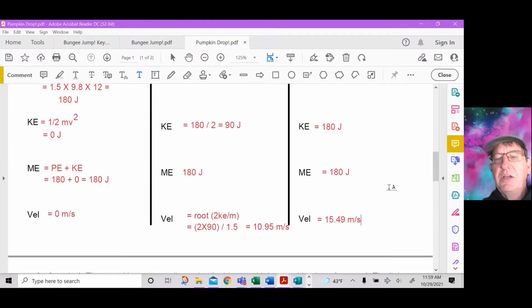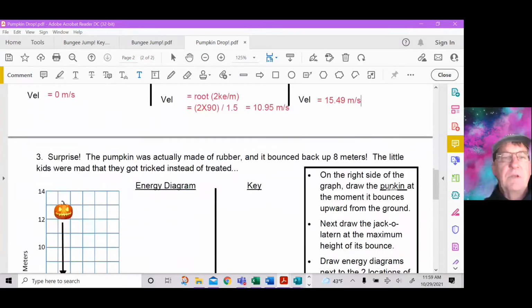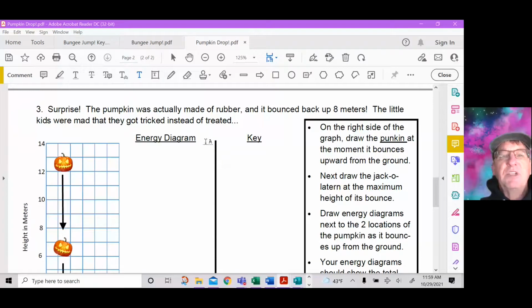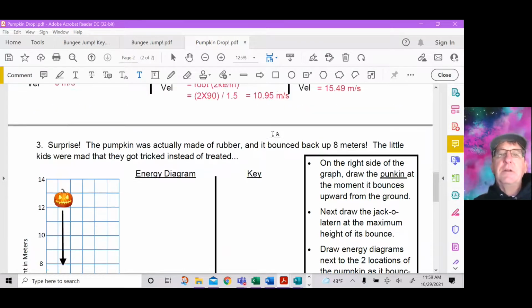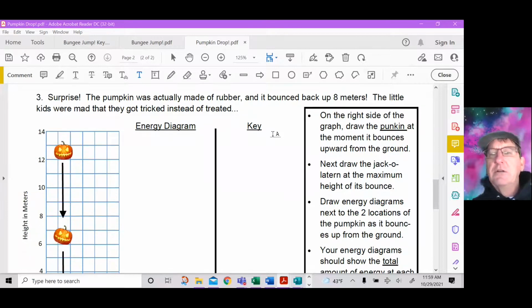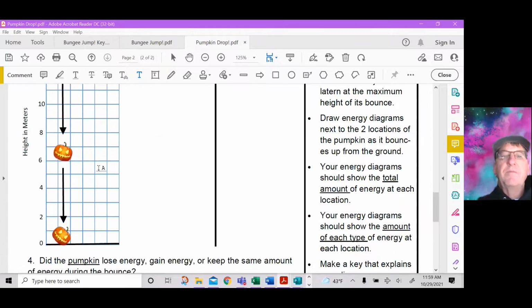I'm going to move on to page 2. Surprise! The pumpkin was actually made of rubber and it bounced back up 8 meters. The little kids were mad that they got tricked instead of treated. Jacinda and Kyle, tricksters. At any rate, on the right side of the graph, here's the graph. Draw the pumpkin at the moment it bounces upward from the ground.